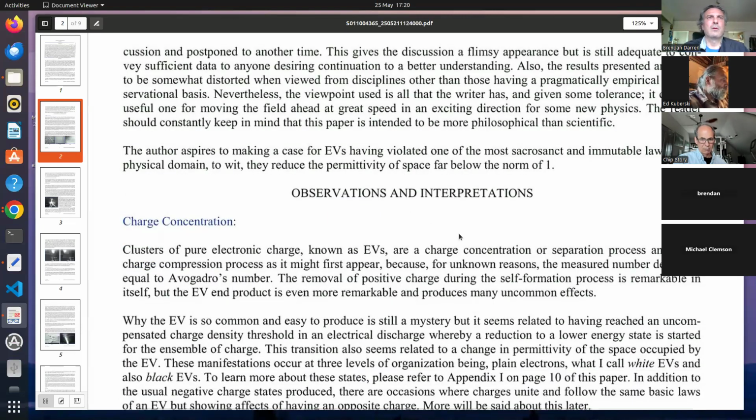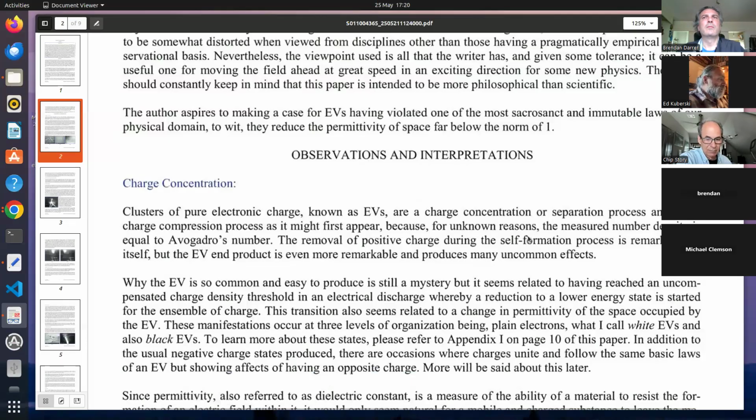The reader should constantly keep in mind that this paper is intended to be more philosophical than scientific. The author aspires to make a case for EVs having violated one of the most sacrosanct and immutable laws of our physical domain. To wit, they reduce the permittivity of space far below the norm of one. So that's really important. All right, observations and interpretations.